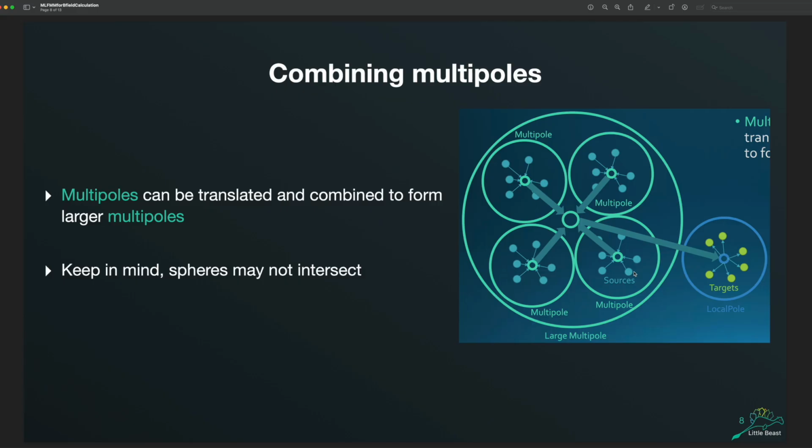At the same time, you can also combine different multipoles, as is illustrated here, into a larger multipole group. And you can do that as long as this large sphere does not intersect with a local pole. And so you can do all kinds of combinatory steps to further and further reduce the number of calculations that you actually need to do.